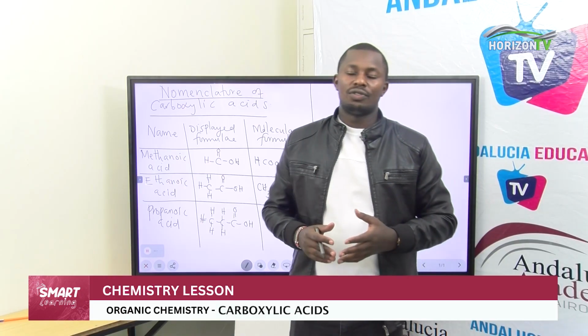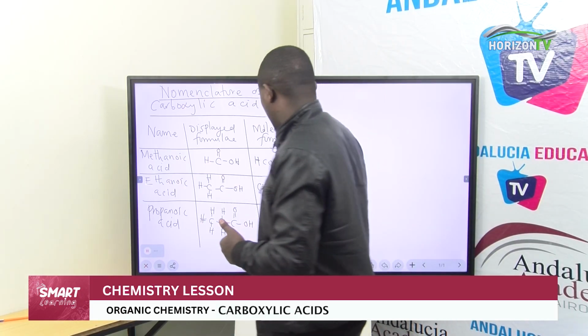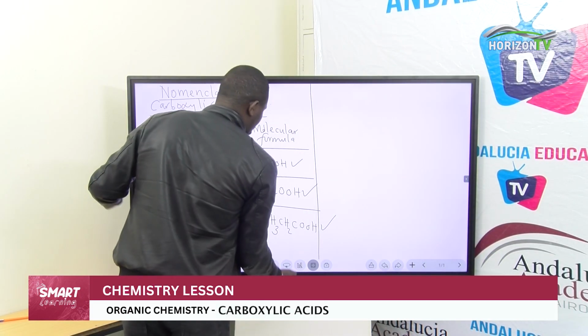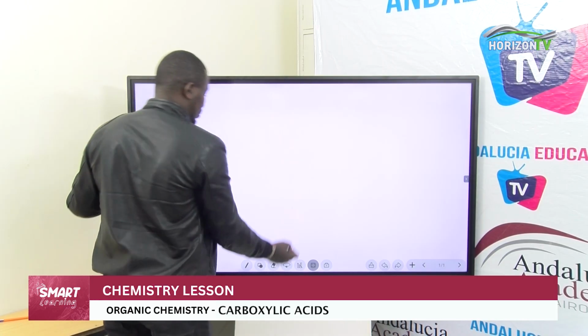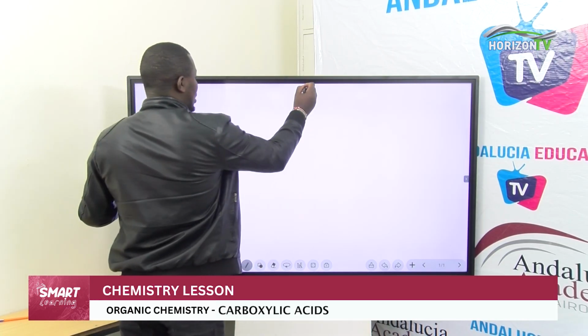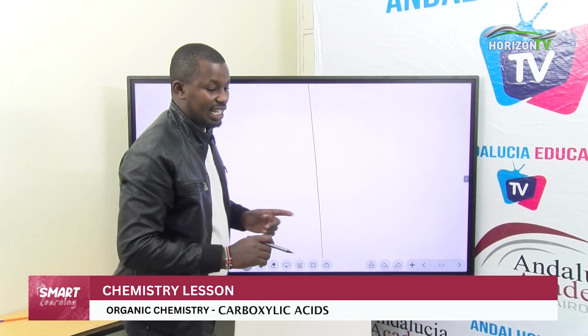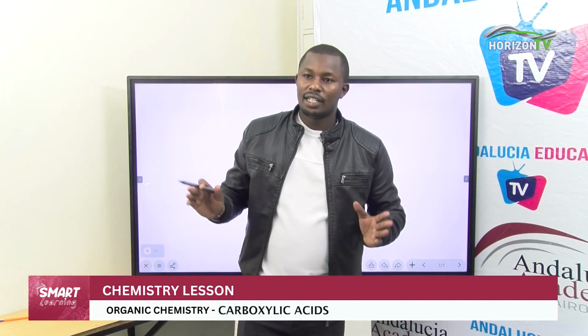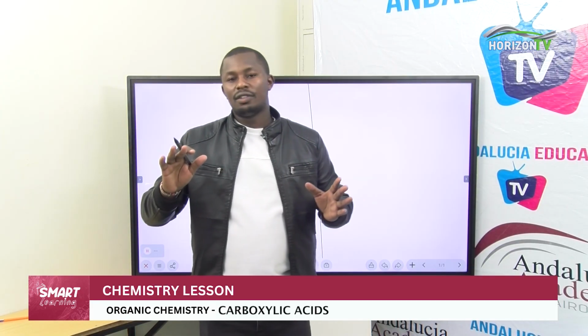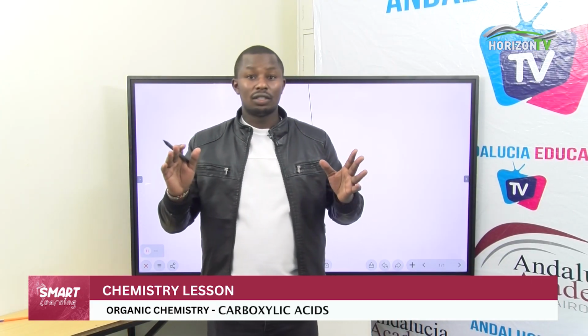Now I need to go to the chemical properties of carboxylic acids. And remember when you were learning last time on the alcohols, in our second episode, I think, we said carboxylic acids are formed from the oxidation of alcohols.